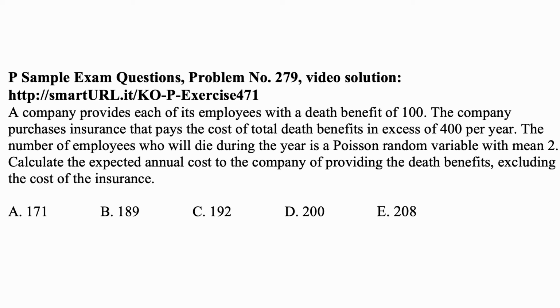For exam P on probability, a company provides each of its employees with a death benefit of 100. The company purchases insurance that pays the cost of total death benefits in excess of 400 per year. The number of employees who will die during the year is a Poisson random variable with mean 2. Calculate the expected annual cost to the company of providing the death benefits, excluding the cost of the insurance.